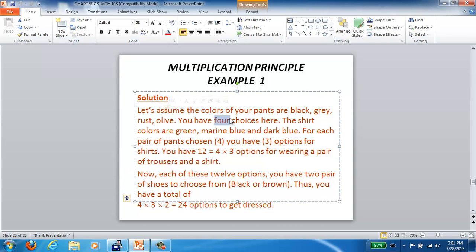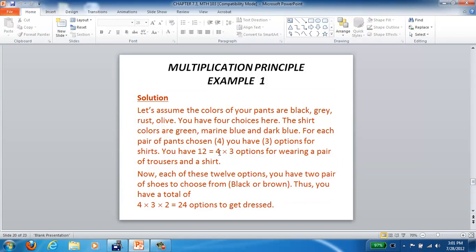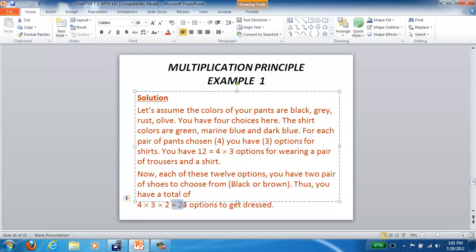And then I give you the colors for the shirts. So for each pair of pants, you have 3 options for shirts. So you have 12, which is 4 times 3 options to wear a pair of trousers and a shirt. Then don't forget, you have 2 pairs of shoes. So you have to multiply 12 times 2. So actually you have 24 options to get dressed.